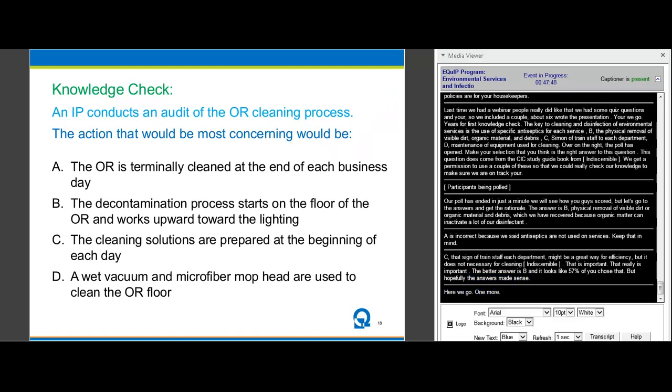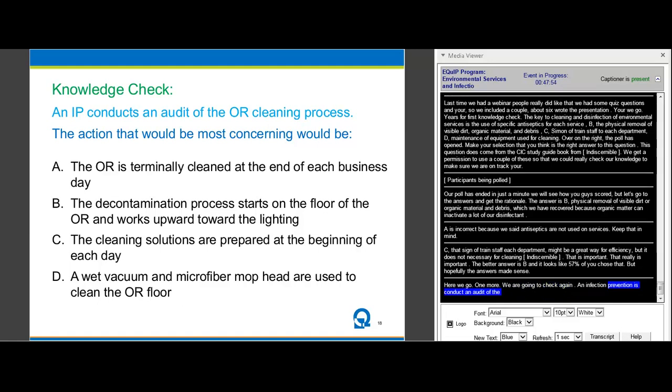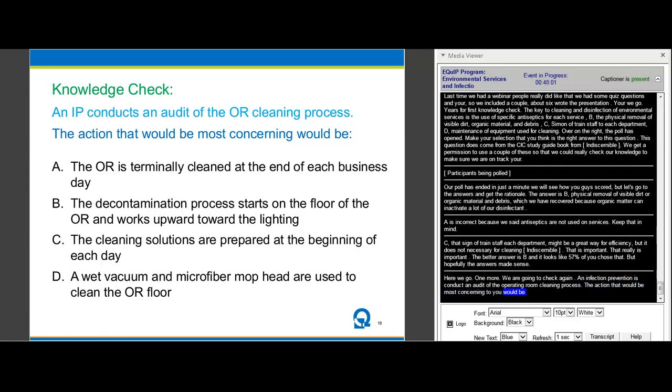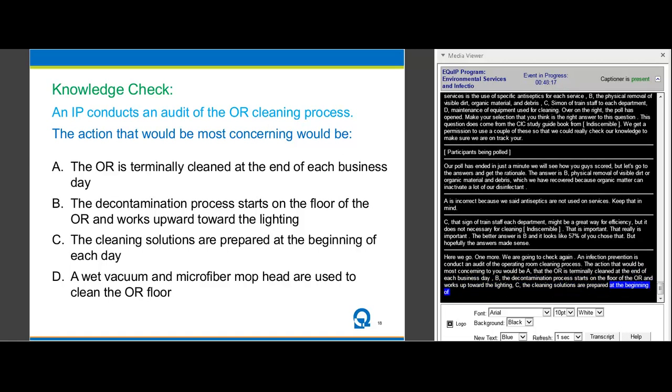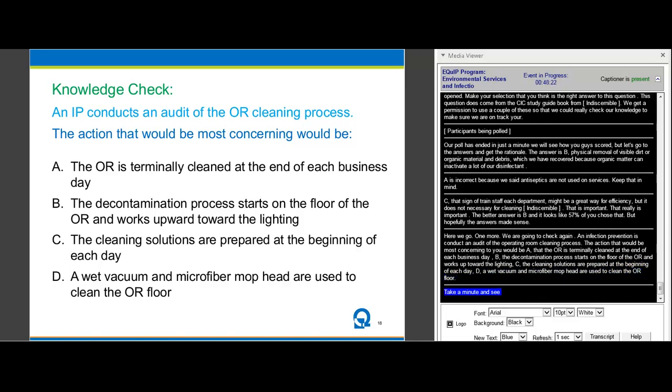An infection preventionist conducts an audit of the operating room cleaning process. The action that would be most concerning to you would be A, that the OR is terminally cleaned at the end of each business day. B, that the decontamination process starts on the floor of the OR and works upward toward the lighting. C, that the cleaning solutions are prepared at the beginning of each day. Or D, that a wet vacuum and a microfiber mop head are used to clean the OR floor. So take a minute and see which one of these would be most concerning to you as the infection preventionist when you're watching the OR terminal cleaning process.